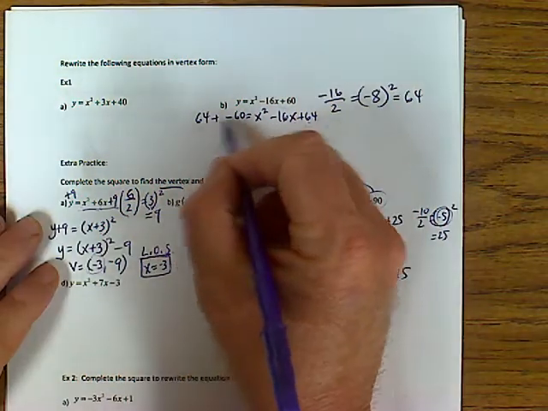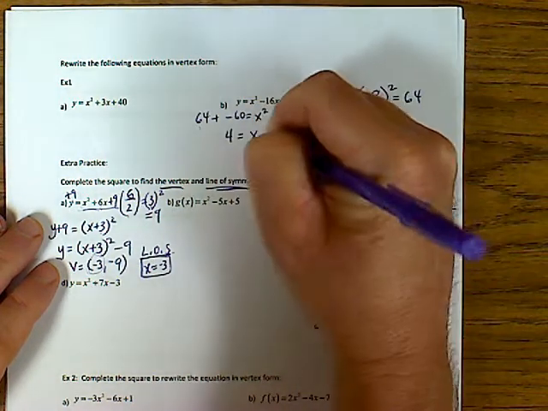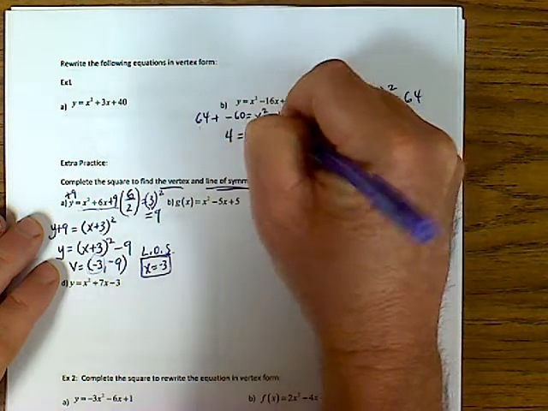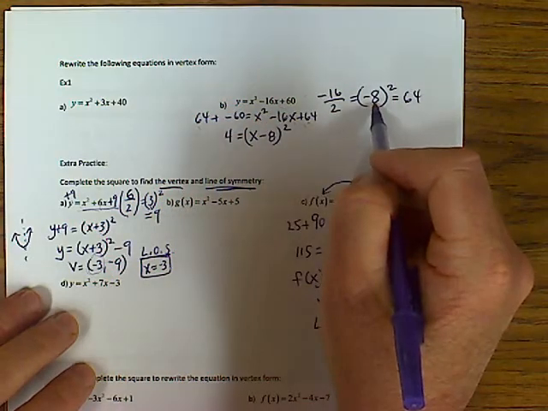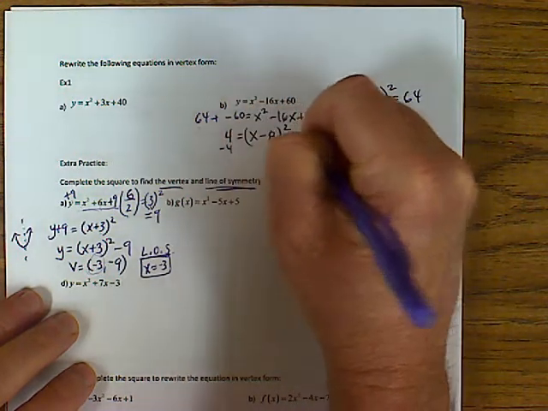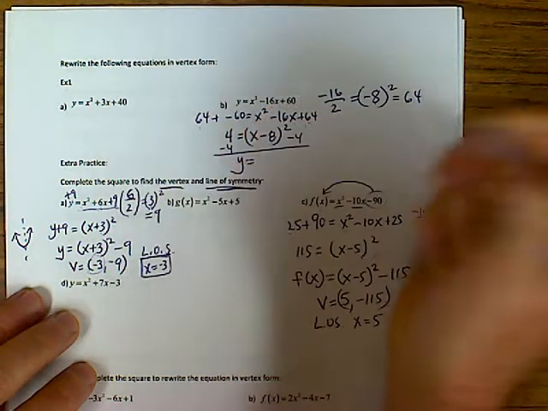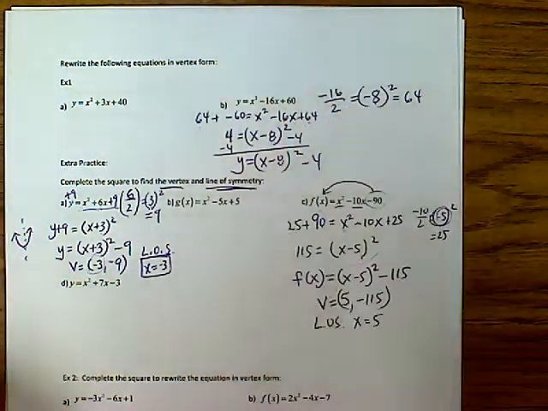So 64 plus negative 60, that's 4, equals x minus 8 squared. Okay, it was negative 8 before I squared it. So that's why it's x minus 8 squared. And now move this 4 to the other side. You can get the y back in there. Y equals x minus 8 squared minus 4.